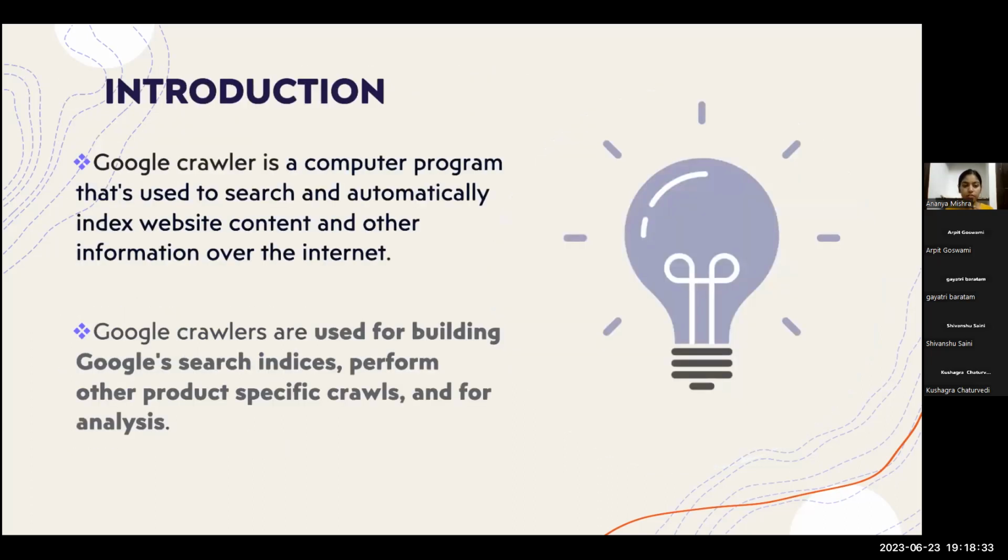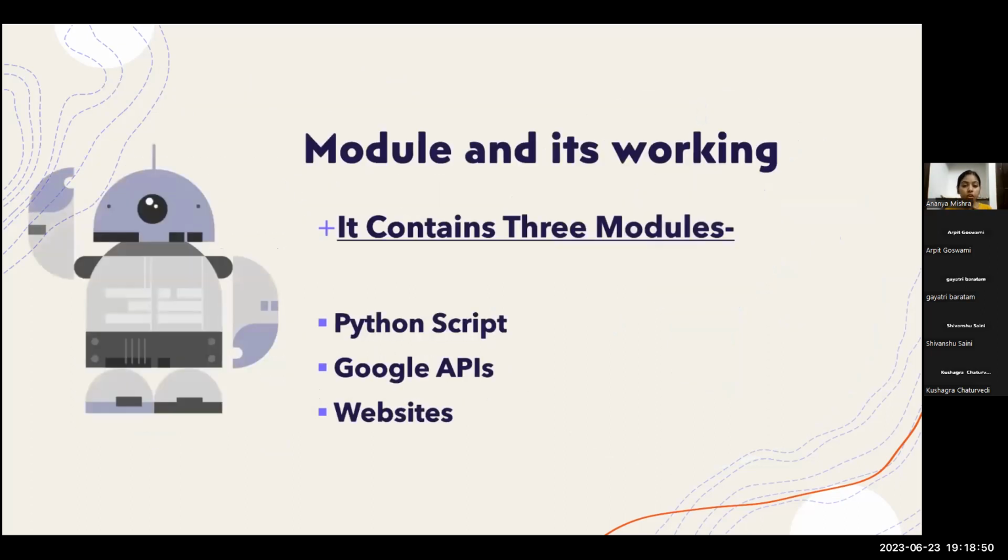First, introduction. So Google crawler is a computer program that's used to search and automatically index website content and other information over the internet. It is basically used for building Google search indices and perform other product specific crawls. Google crawler contains three modules: Python scripts, Google APIs, and websites.